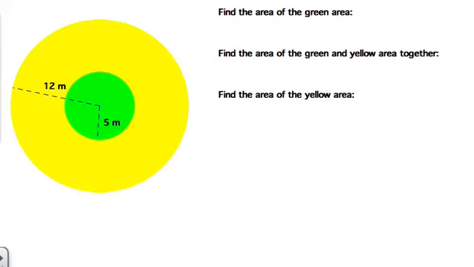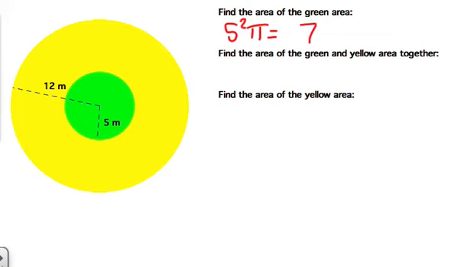All right, so let's try a bit of a challenge. I want you to go ahead and pause this, try to answer all these questions, and then hit play to check your work. All right, so first it says find the area of the green area, okay? So that's just the green circle with a radius of 5. So that means I'm going to do 5 squared pi. So 25 times pi, which we've done a couple times already.